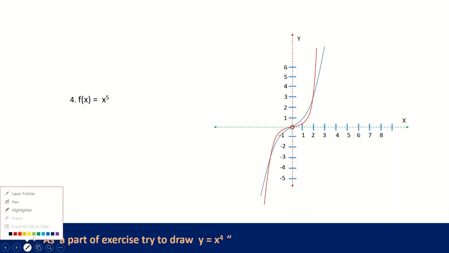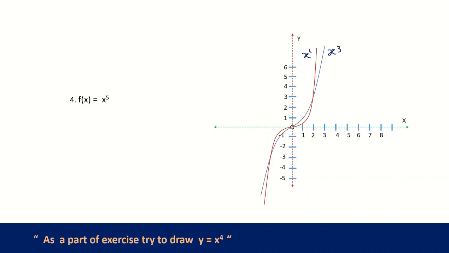Now let's compare the x cube graph and the x to the power 5 graph. Let me show you. So this is the x cube graph and this is the x to the power 5 graph. As you know, for the same value of x, when we place the value in x cube compared to x to the power 5, the value of x to the power 5 will be much more. So for the second graph, the x to the power 5 value will be more than x cube, and hence the graph goes steeper and higher.